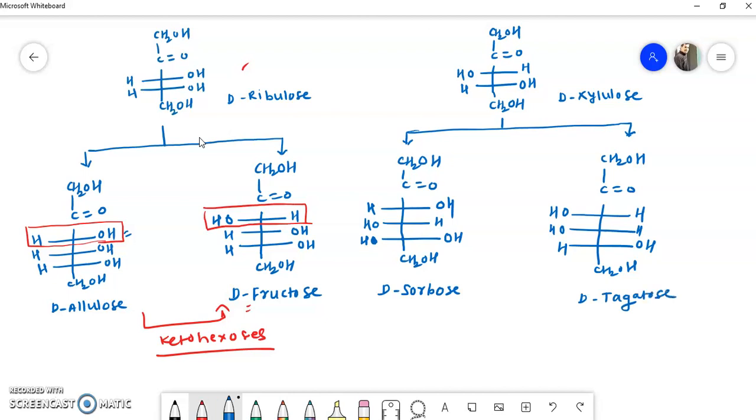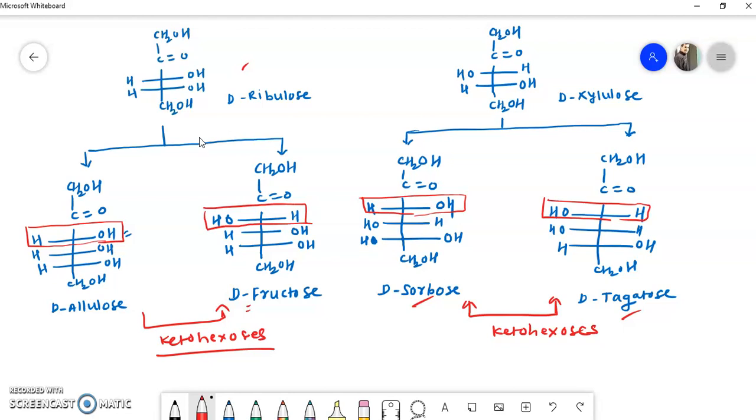Remember, tagatose. So again these two are the ketohexoses. Remember, because there are 6 carbon atoms, ketohexoses. Okay, so where is the difference? At this position we have added one carbon more. So just remember the structure of D-allulose, and one carbon on right hand side hydroxy group is there, so it is D-sorbose. If you draw the hydroxy group on left hand side, then it is D-tagatose. Okay, so these are the ketohexoses.